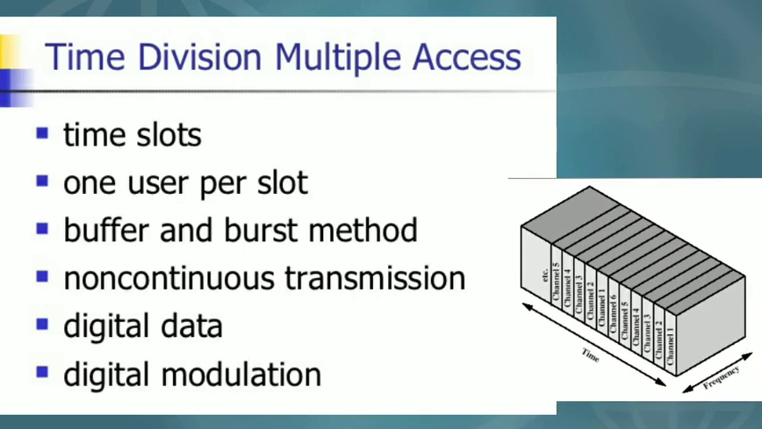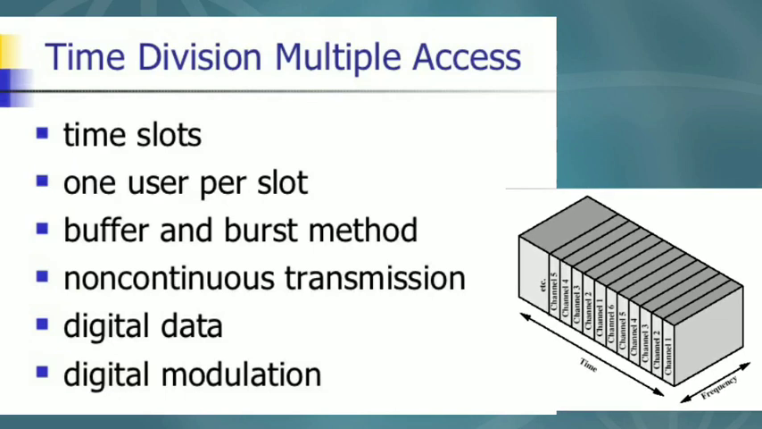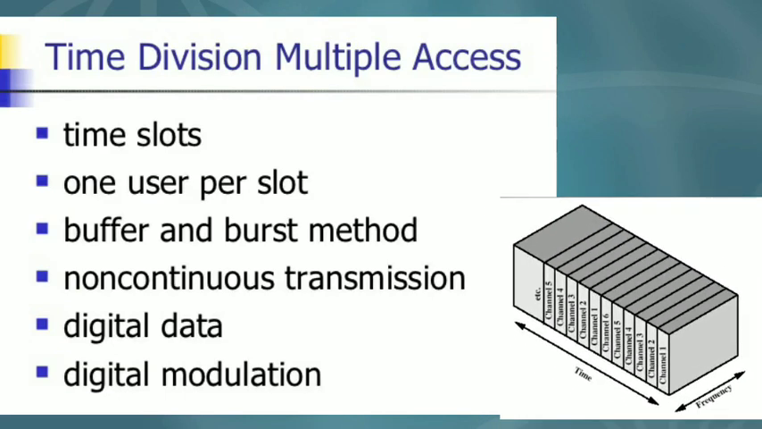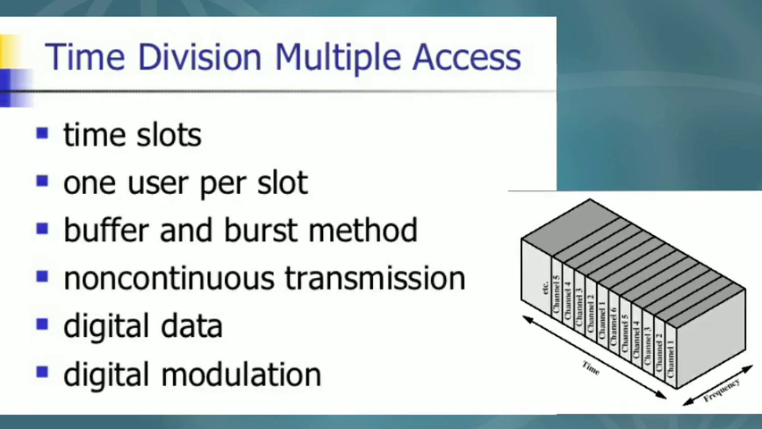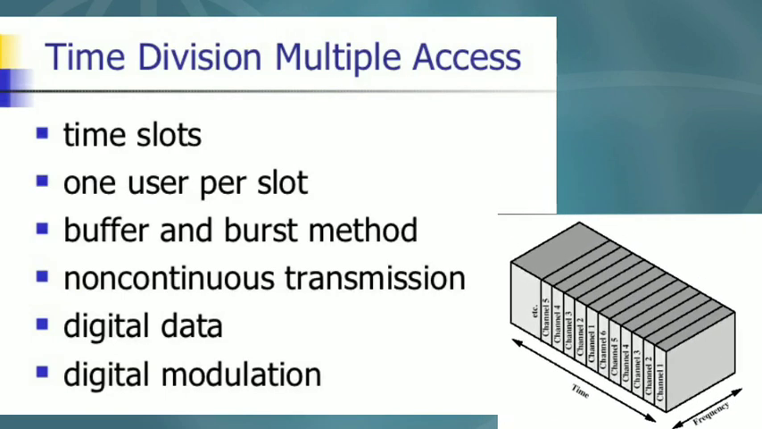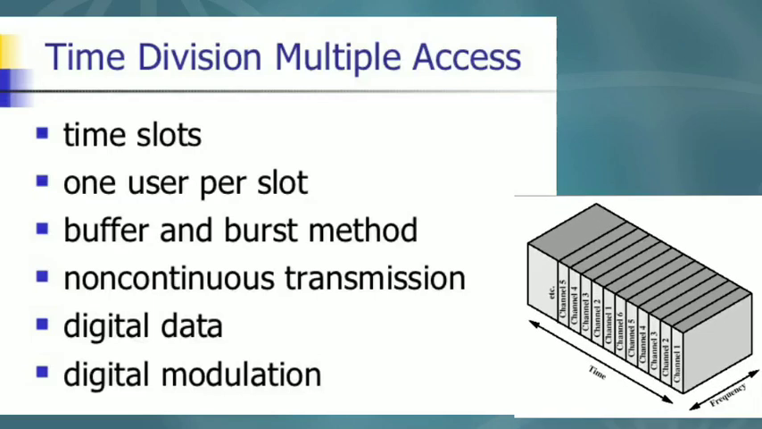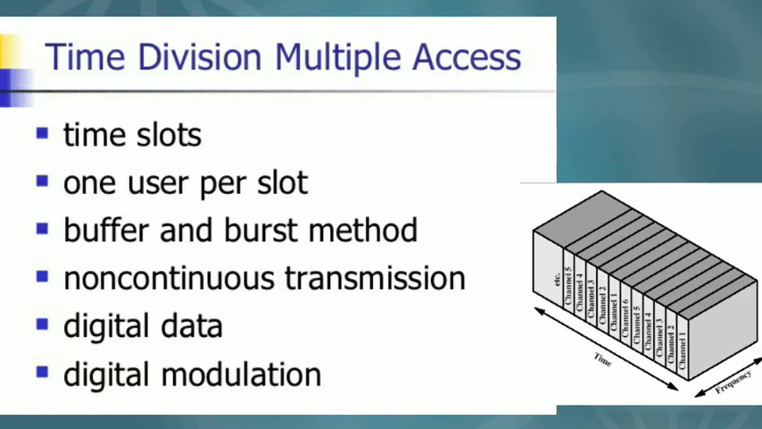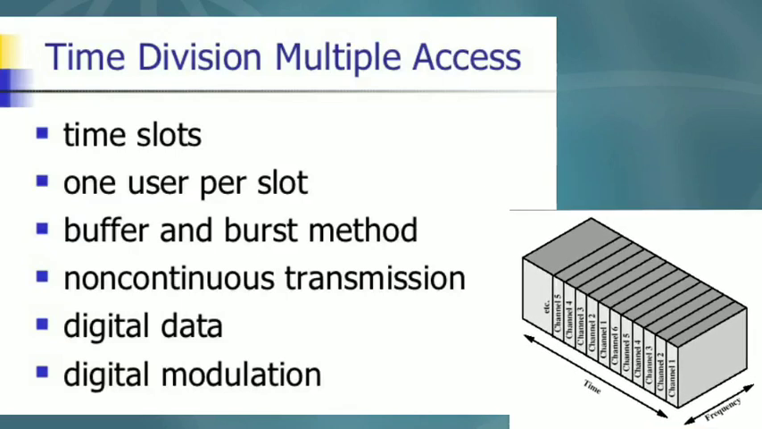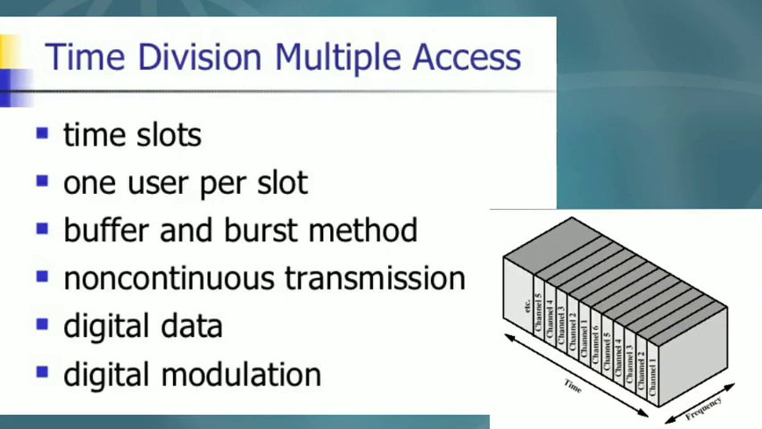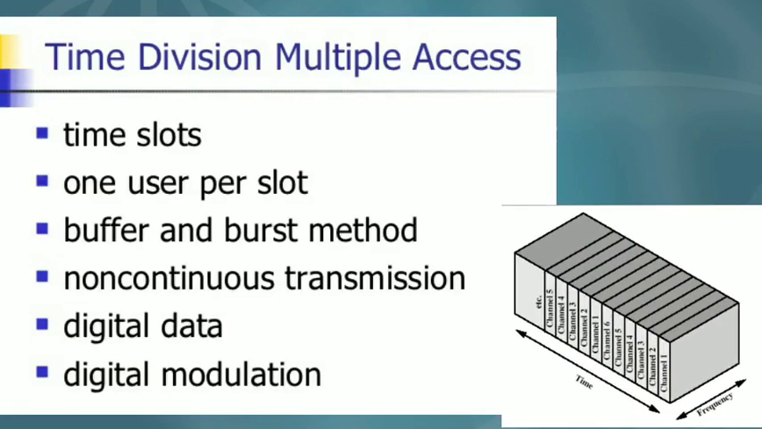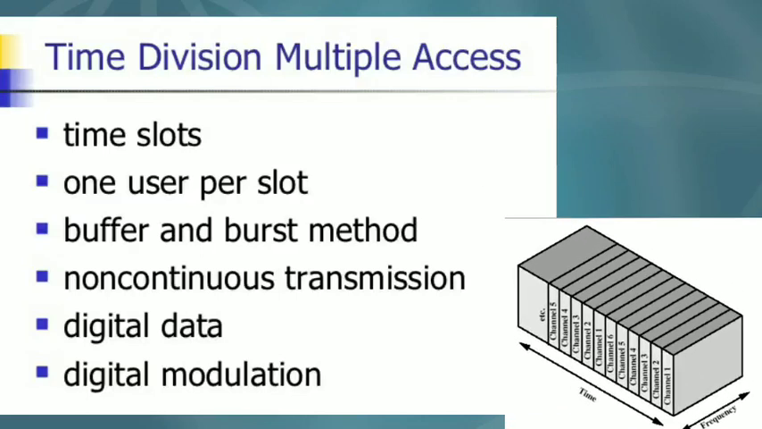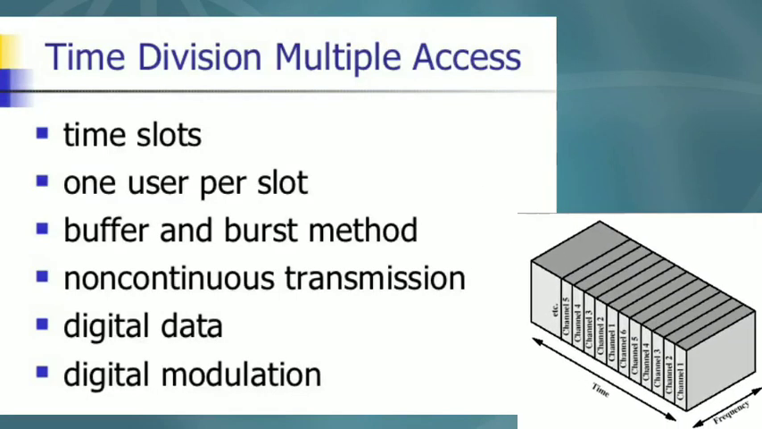Next we are going to see time division multiple access. It has different time slots, one user per slot. It uses the buffer and burst method. It is a non-continuous transmission, and digital modulation is implemented in order to transmit digital data. In TDMA, the entire bandwidth is available to the user but only for a finite period of time. TDMA requires careful time synchronization since users share the bandwidth in the time domain.